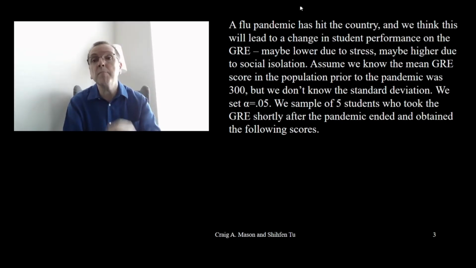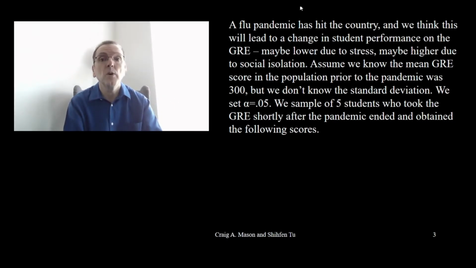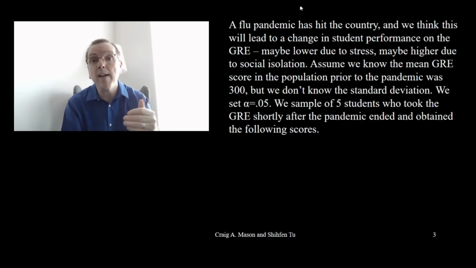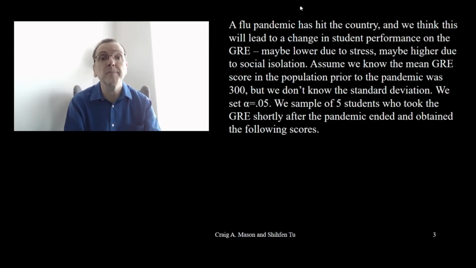Assume we know that the mean GRE score in the population prior to the pandemic was 300, but we don't know the standard deviation. We'll set alpha at 0.05 and we sample 5 students who took the GRE shortly after the pandemic ended and obtained the following scores. But let's not look at the scores quite yet, okay? So in this scenario, we think that GRE scores will change following the pandemic.